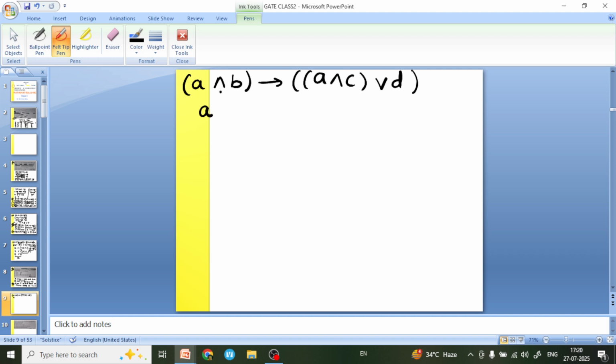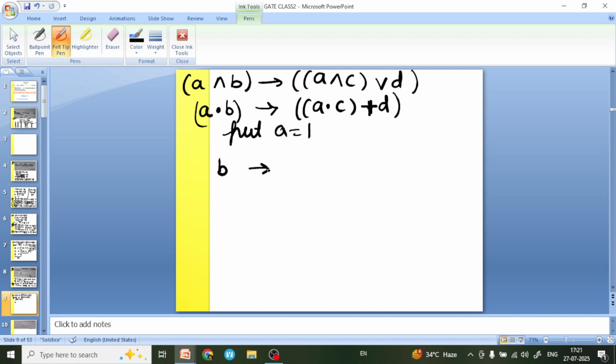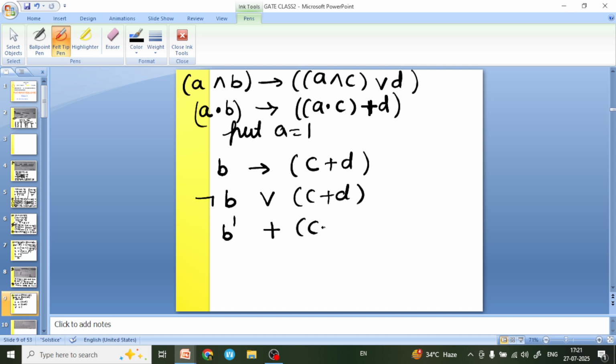We will take the multiply symbol, that is dot: A into B implies A into C, and for or we use the plus symbol, D. When we solve it and put A equal to 1, then it will be B implies C plus D, and B, if we solve it, not B or C plus D, that means B dash plus C plus D.